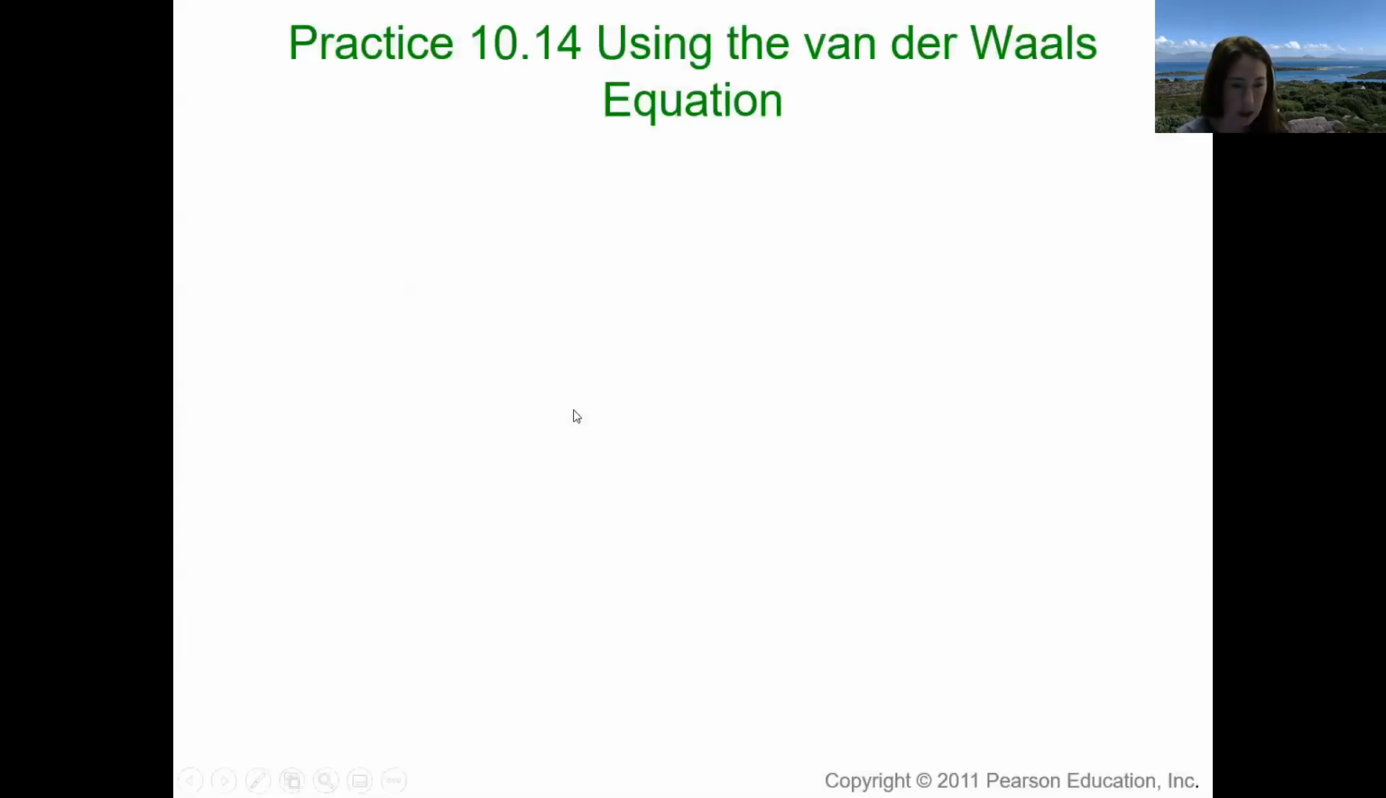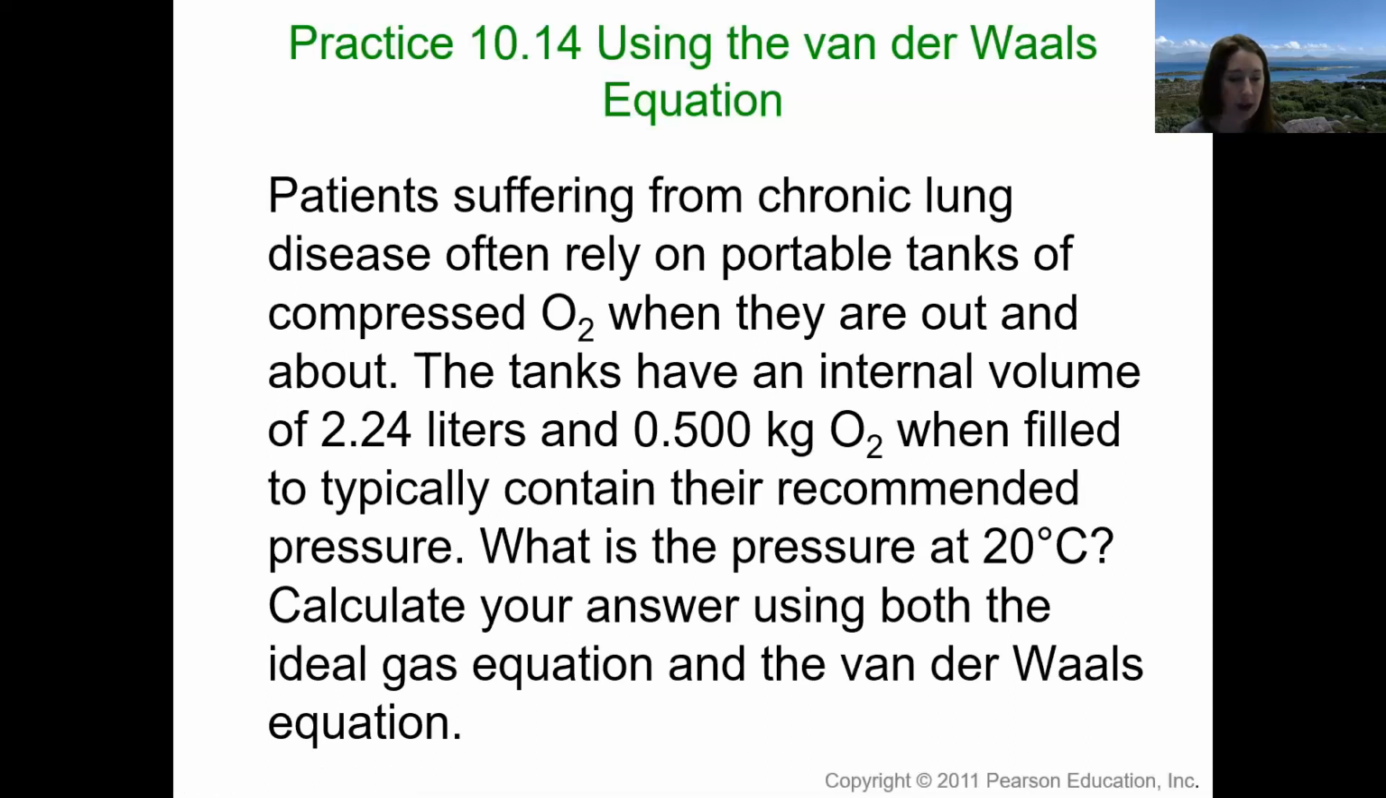Okay, so let's practice this. So here is our question. It's kind of a fun one. Patients suffering from chronic lung disease often rely on portable oxygen tanks or compressed oxygen when they're out and about. The tanks have a volume of 2.24 liters and a mass of 0.5 kilograms when filled to typically contain the recommended pressure. What is the pressure at our temperature of 20 degrees Celsius? We want pressure. Calculate your answer using both the ideal gas law and van der Waals.